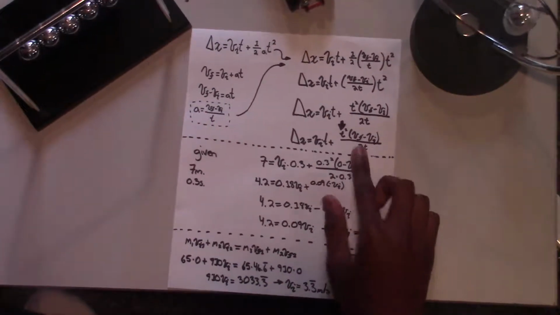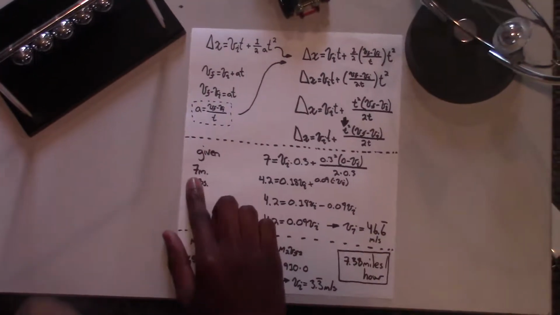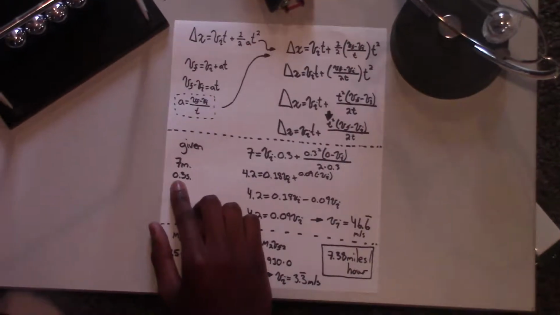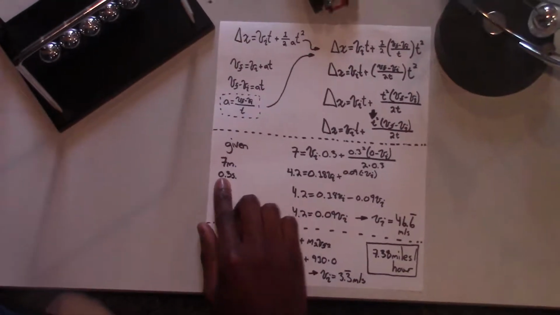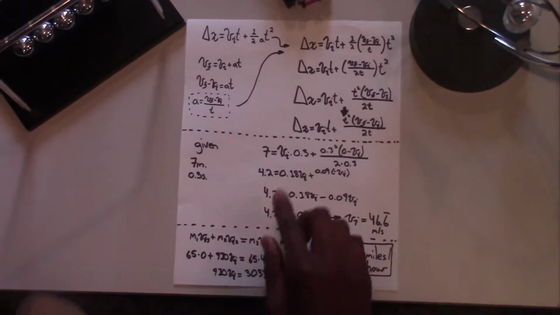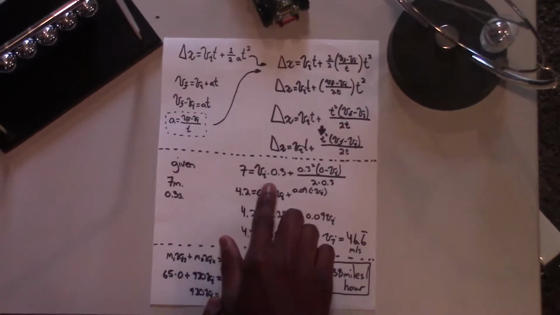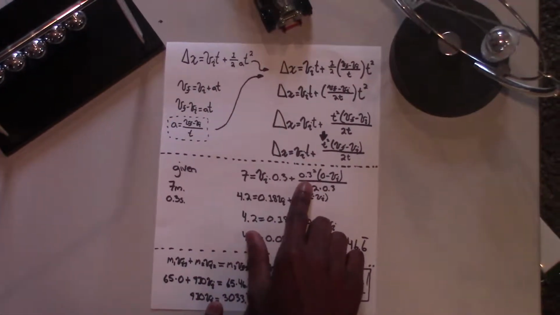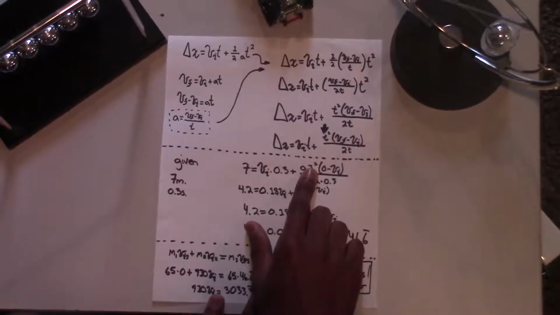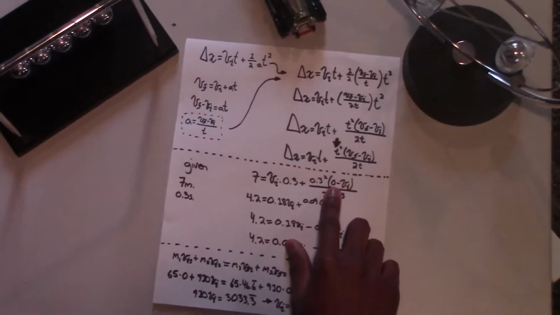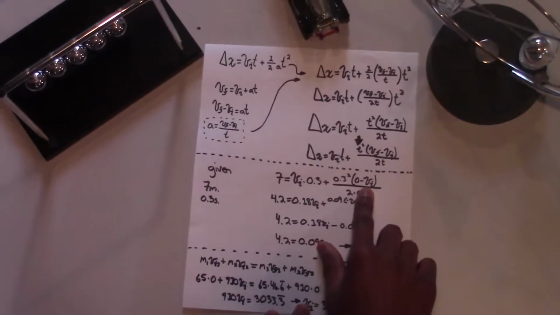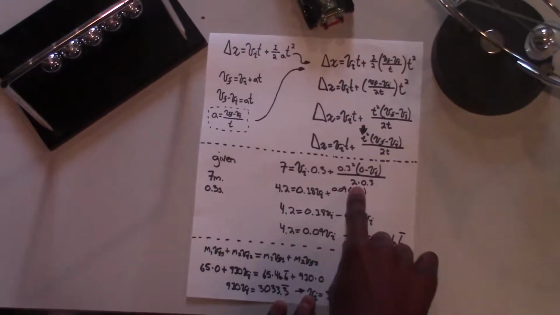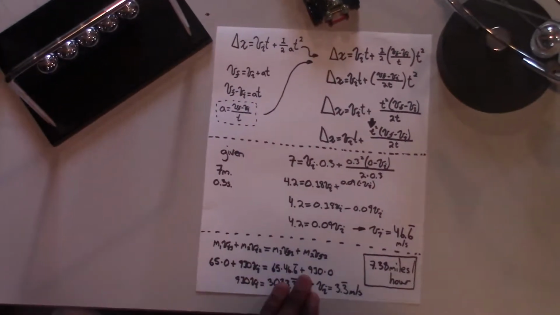Now, all we have to do is to add in our given values. We have 7 meters for our displacement, and 0.3 seconds for the total time to get to that displacement. Plugging in 7, we're going to multiply 0.3 by Vi, and plug in 0.3 for the time, square that, and our final velocity is going to be 0, with our initial velocity still unknown, and we're going to multiply the 0.3 times the 2.